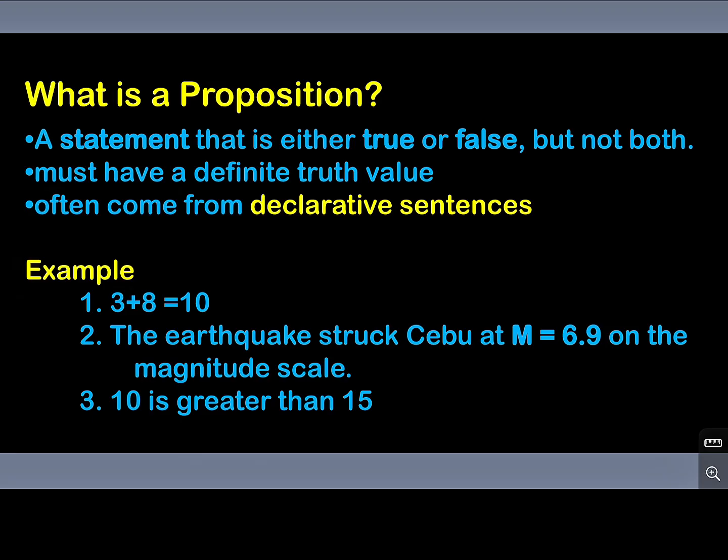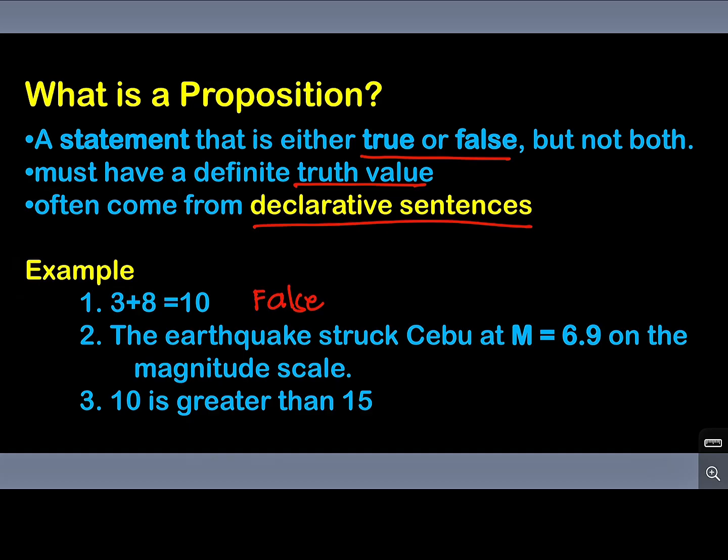Next, let's move on to proposition. It is a statement that is either true or false, but not both, and it must have a definite truth value. Propositions often come from declarative sentences. A declarative sentence is a sentence that has a complete thought or idea, and usually it ends with a period. Let's have example number 1.